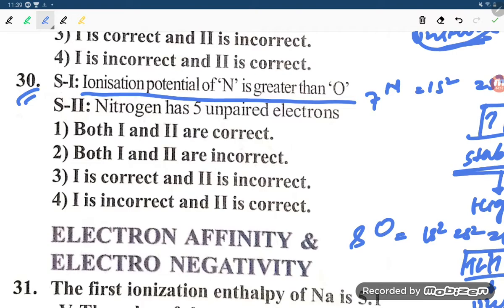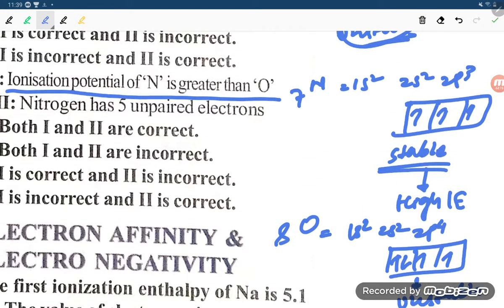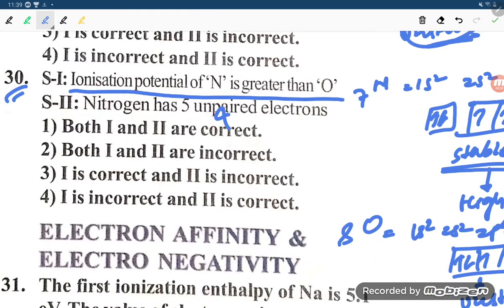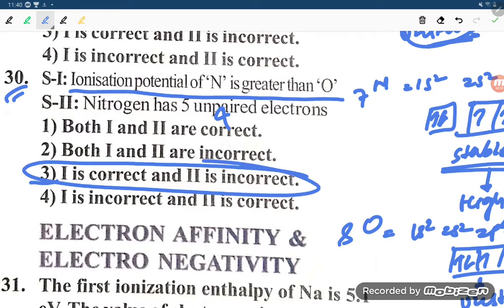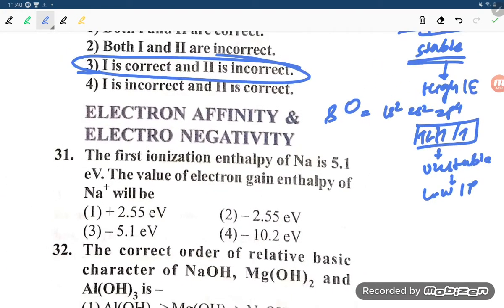Ionization potential of nitrogen is greater than oxygen, and nitrogen has 5 unpaired electrons. You see, student, how many unpaired electrons does nitrogen have? The s orbital is there with 2 electrons, so there are 3 unpaired electrons. So the second statement is wrong, student. Only the first is correct, so option number 3 is the correct option for question number 30. Now the next question is a problem on electron affinity and electronegativity, student. Question number 1: the first ionization enthalpy of sodium is 5.1.